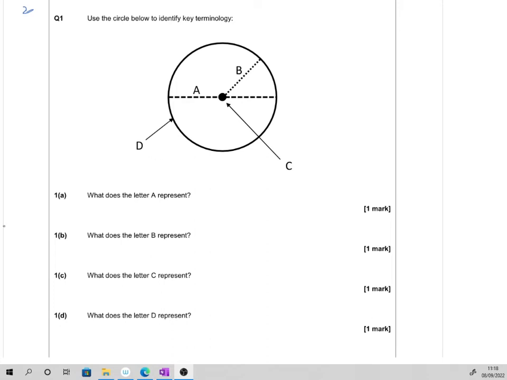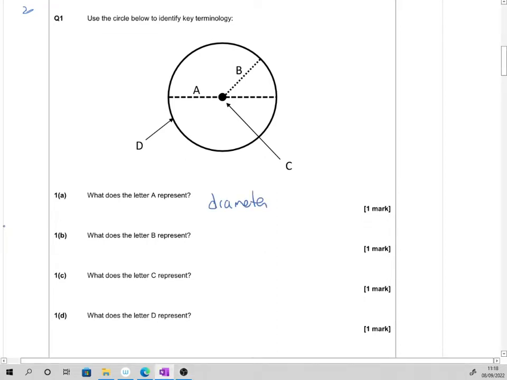Right, this one is all about circles. Okay, what does the letter A represent? A is all the way across, so that is the diameter. What does the letter B represent? Well, that's the radius.